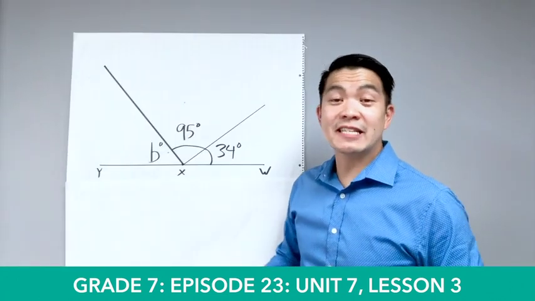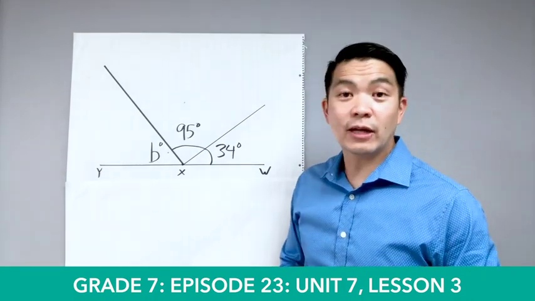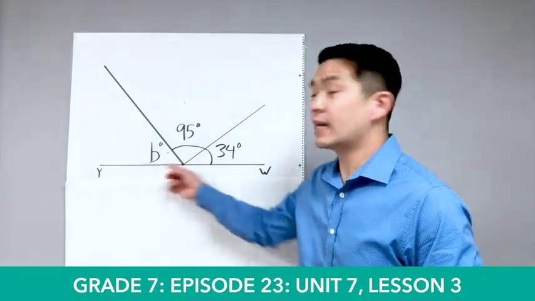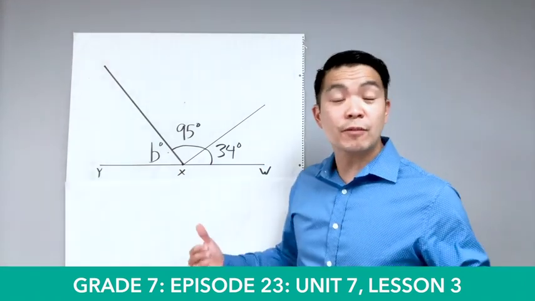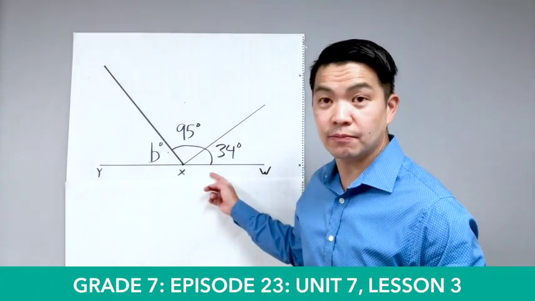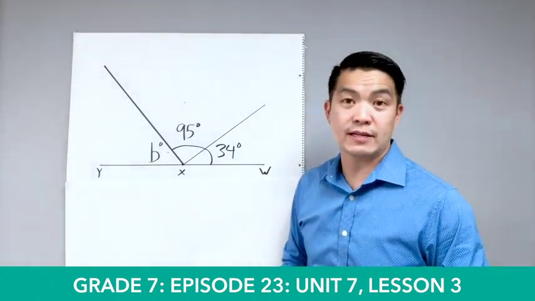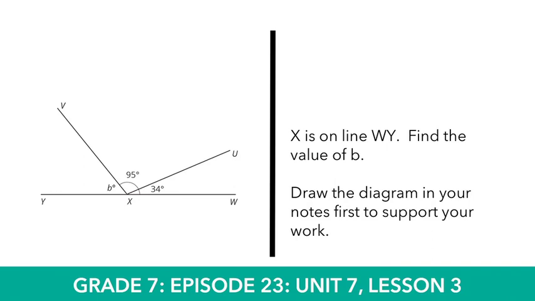So we've considered an example involving complementary angles. Now let's take a look at another example involving a straight angle. We don't have to be told complementary or supplementary because we know that a straight angle, or a straight line, has an angle measure of 180 degrees. Let's take some time to find the value of B. Make sure to draw the diagram in your notes first to better support your work.